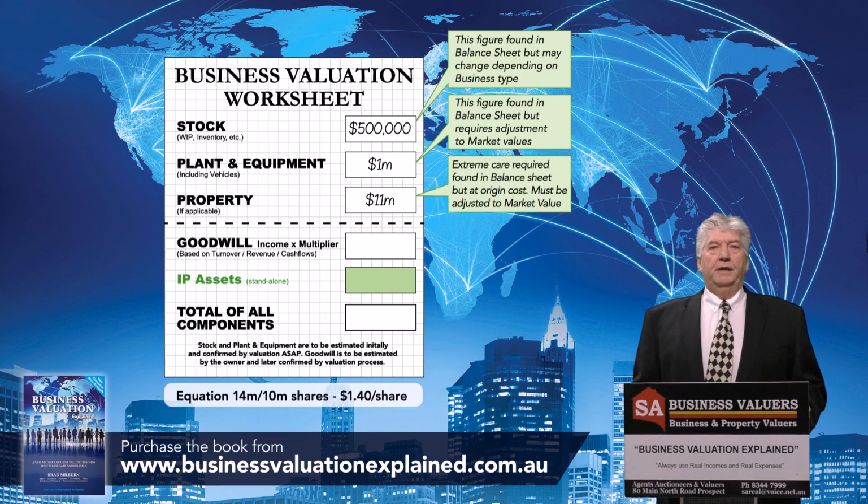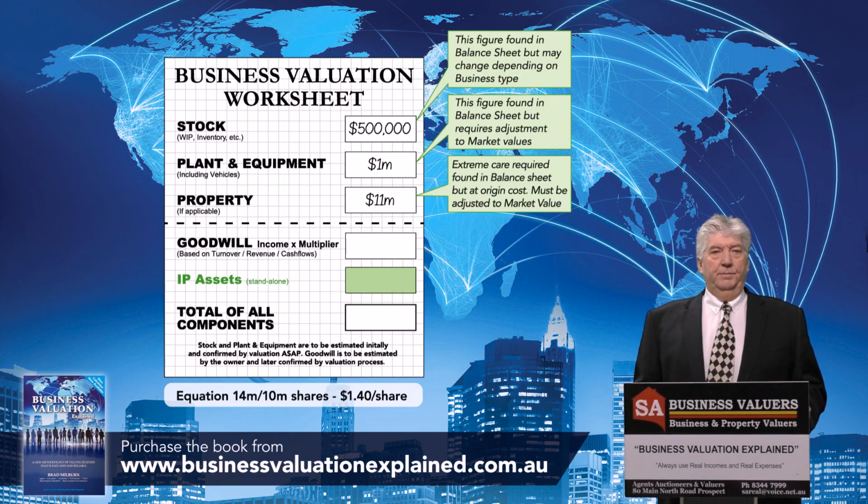Property is recorded in the balance sheet at historic cost, which is very misleading. Property may have been purchased 5 or 10 years ago, and the price recorded in the balance sheet may be well below current market value. How to adjust property is outlined in my book. However, this item alone can make a very large hole in assessing values. That completes the tangible assets.